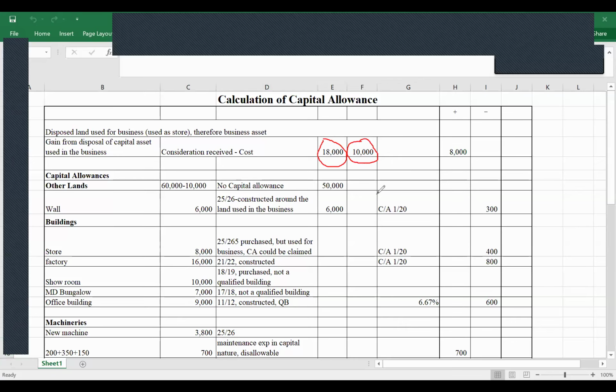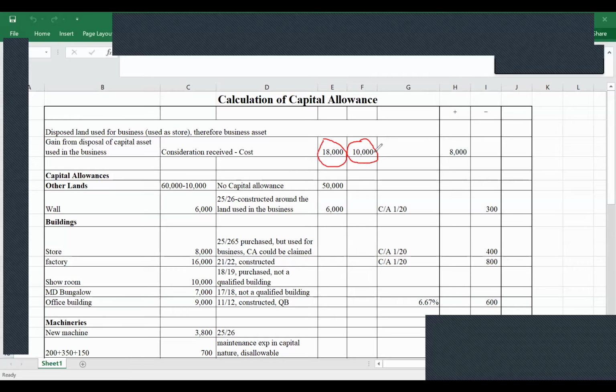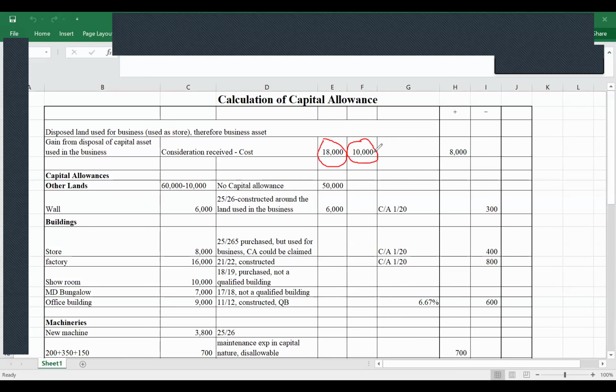So I told you that since this is a business asset, we can deduct historical cost to calculate the profit or loss. But if it is an investment asset, you cannot deduct historical value to calculate the profit or loss. When we are doing the investment part, I will explain how to calculate profit or loss of the investment asset. Here we are talking about a business asset, so we can calculate business asset profit by deducting historical cost. Historical cost means the cost we incurred to purchase that land.